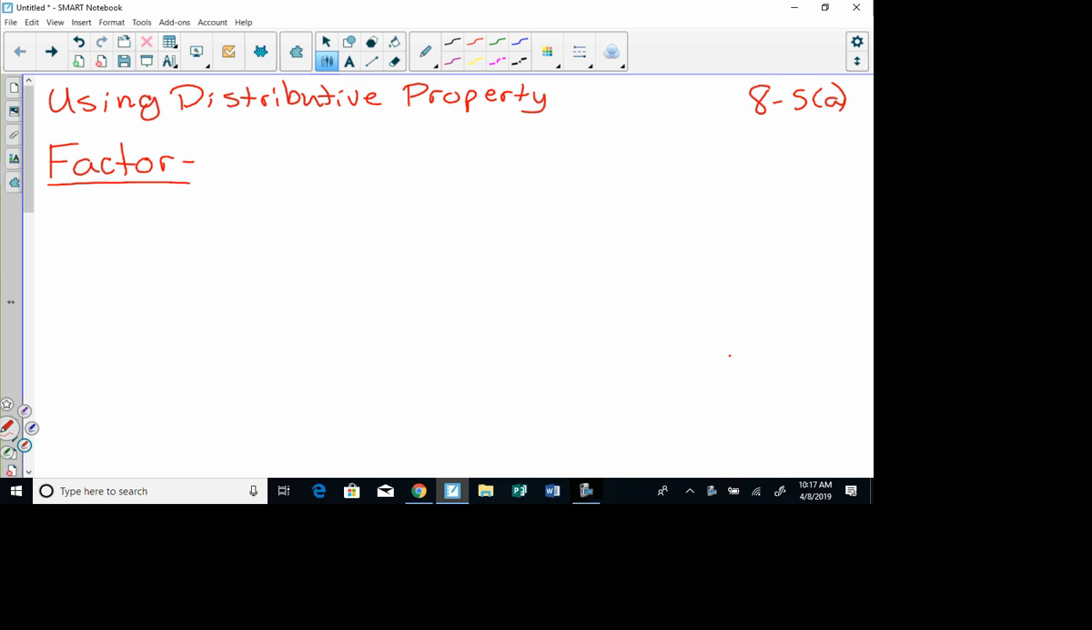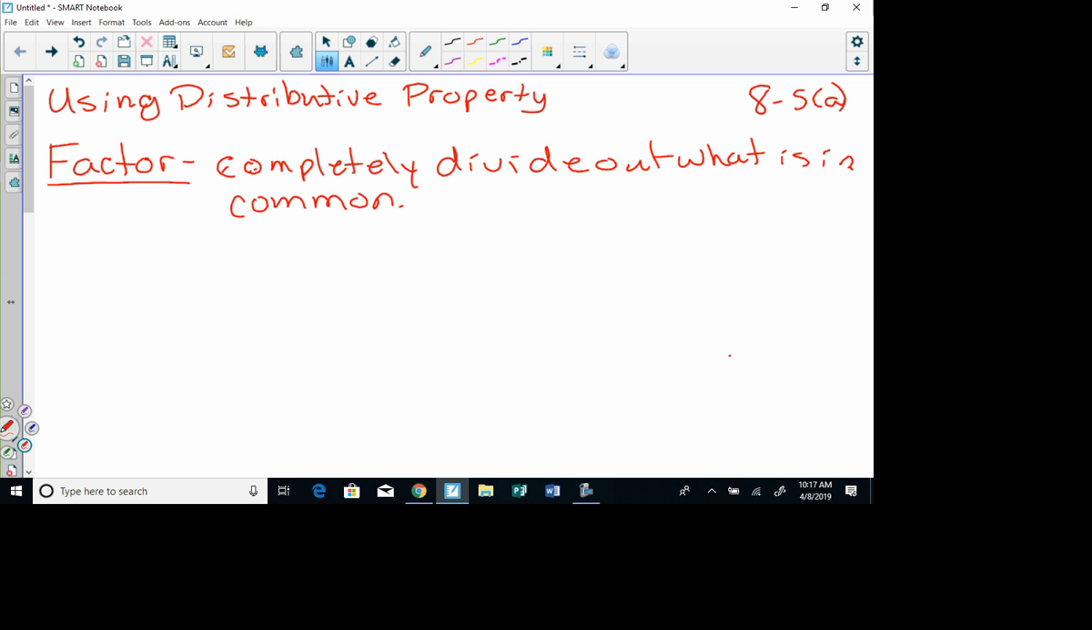All right, so we are using the distributive property for factoring. To factor means to completely divide out what is in common. And when I say what's in common, I mean both numerically and algebraically. So that means both the numbers and the variables.